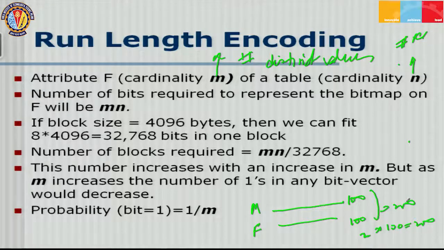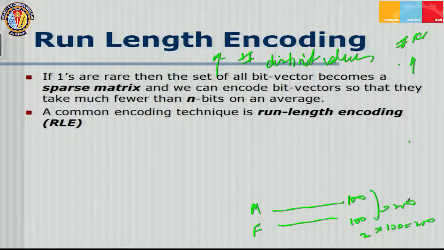As the number of distinct values increases, the number of ones decreases. So the probability of getting a 1 depends on the cardinality of the column, or the attribute, on which the bitmap is created. If ones are rare, then the set of all bit vectors becomes a sparse bit matrix, and we can encode bit vectors so that they take much fewer than n bits on average.